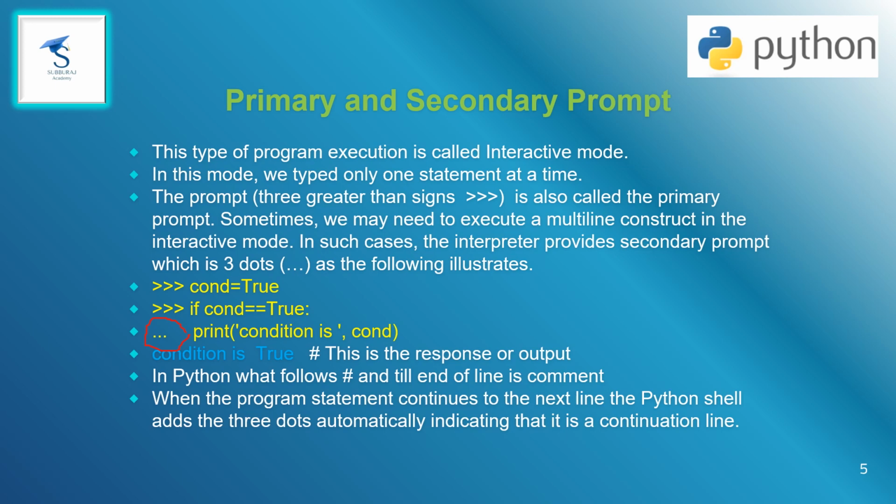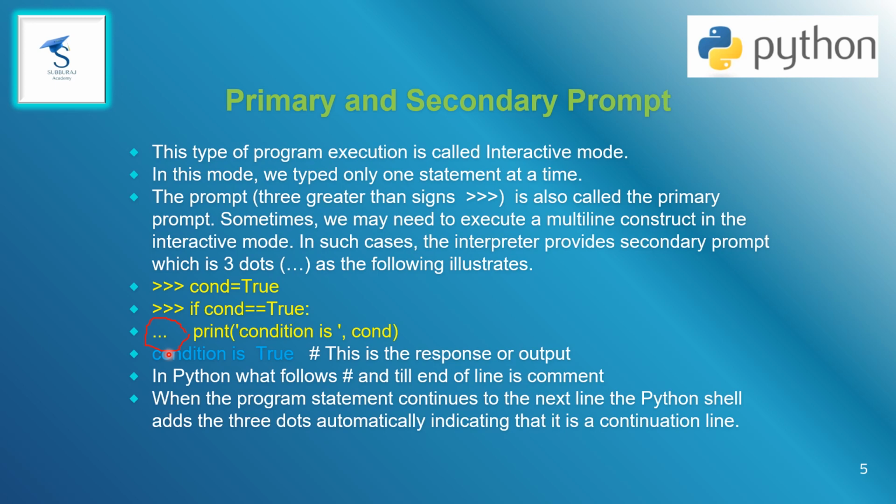And in the second line, we say if cond equal to true, so then the statement is not complete. You see a colon there. If cond equal to true, there's a colon. So when you type the next line, print condition is within single quotes. So when the statement exceeds a single line, the interpreter adds 3 dots to the next line to indicate that it is a continuing line.